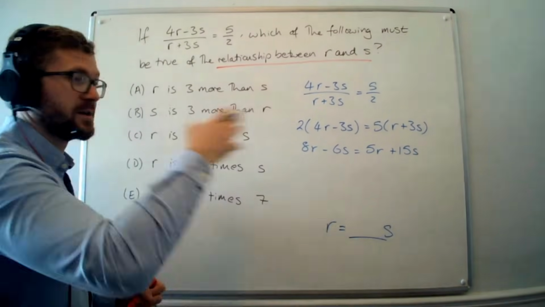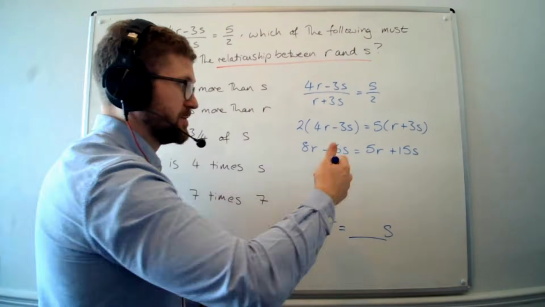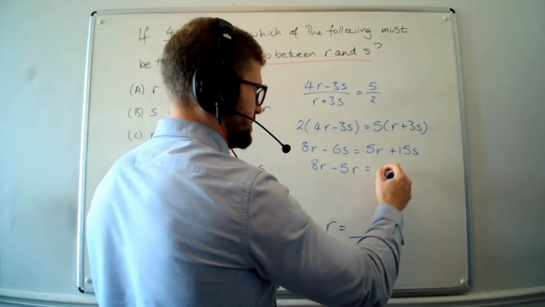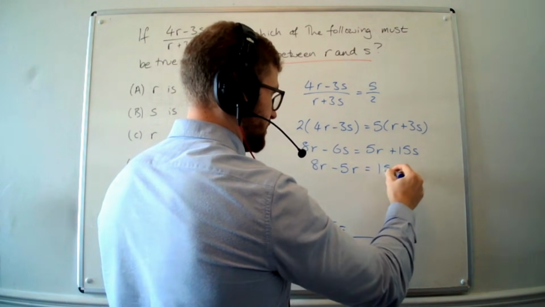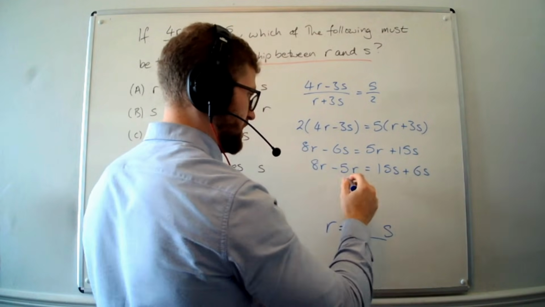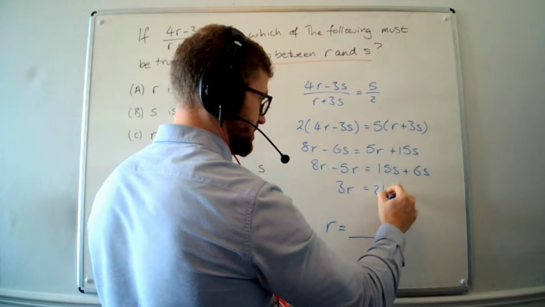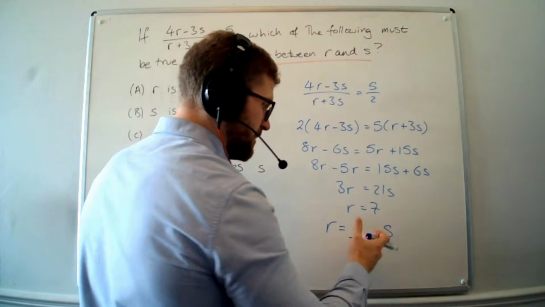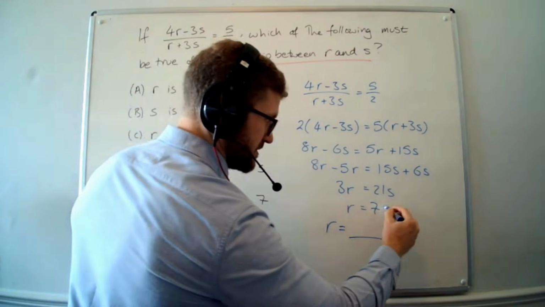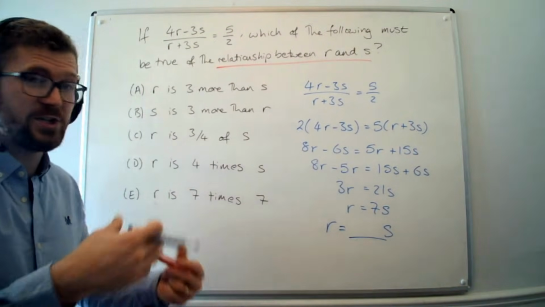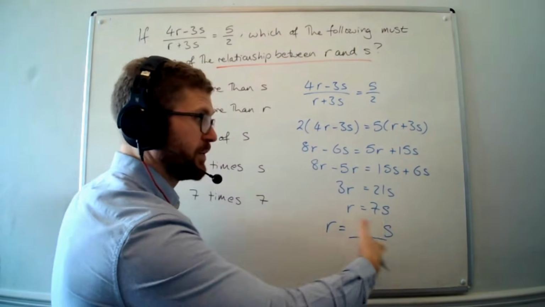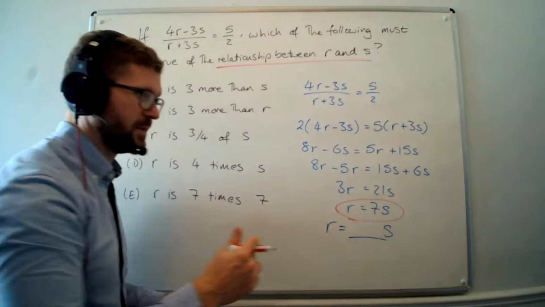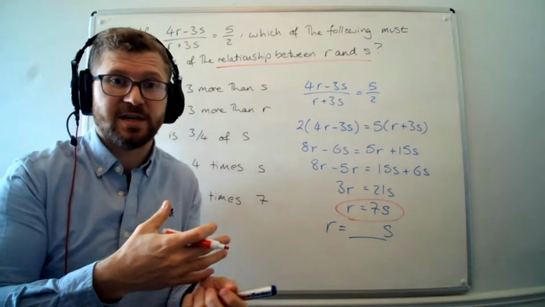Now I'm going to take all the R terms over to the left-hand side, push all the S terms over to the right-hand side. So 8R minus 5R is equal to 15S plus 6S, which is going to leave me 3R is equal to 21S, and dividing both sides by 3, R is going to equal 7S. And so now you can see I've got the equation, R is equal to 7S. I've got the relationship that I was looking for. R is equal to something with an S in it. Well, R is equal to 7S. And so R is equal to 7 times S.